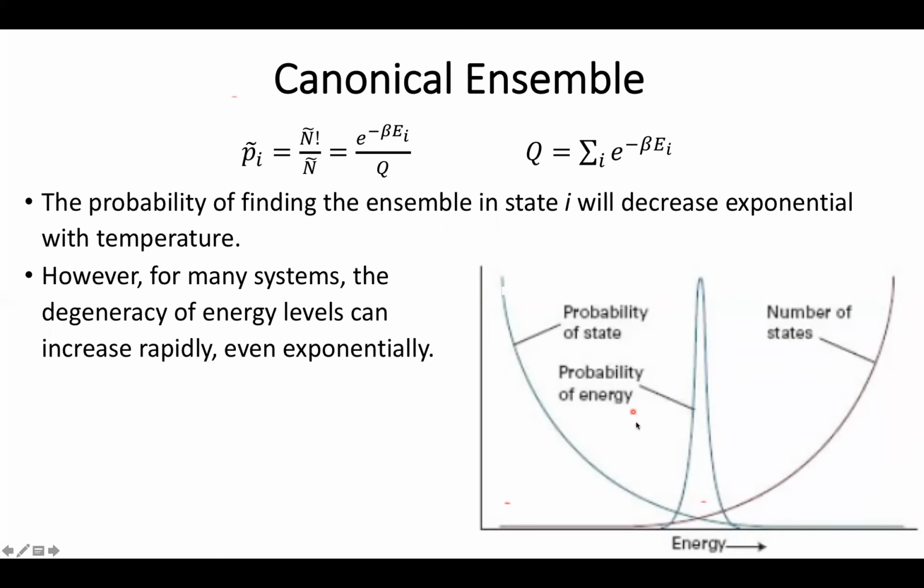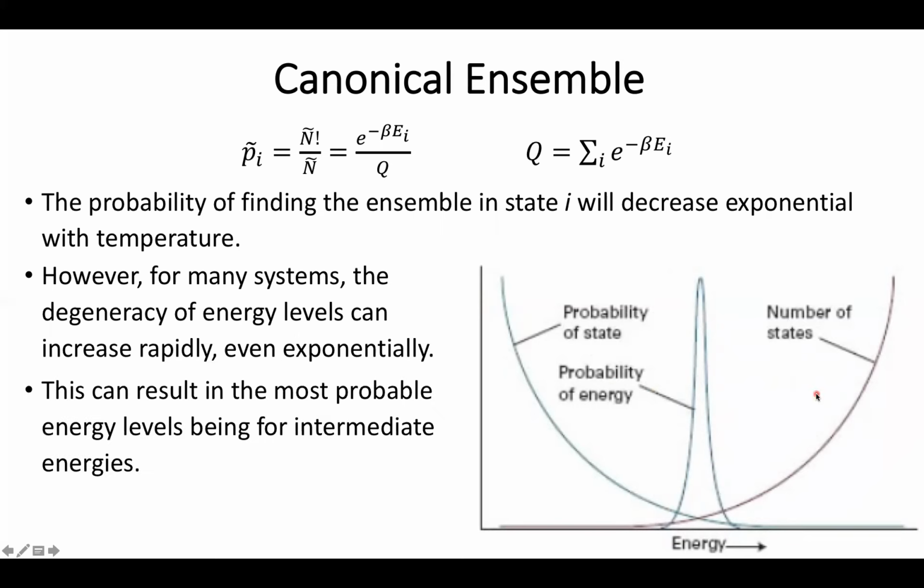So what this means is that the most occupied energy levels tend to be at these more intermediate levels. But again, it all depends on the degeneracy of our energy levels. It isn't uncommon for these energy levels to even be exponentially populated, which can really dictate what energy levels are the most probably occupied, though it is very much not uncommon for them to be intermediate energies.